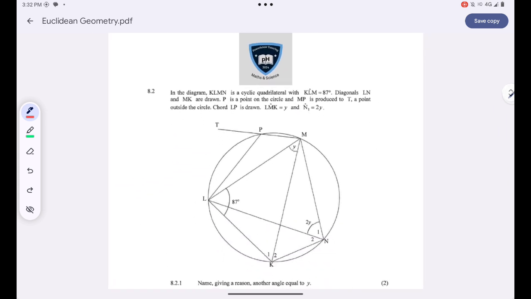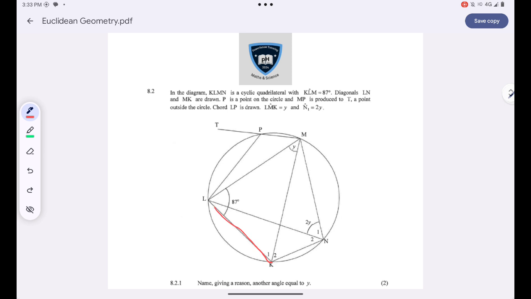Okay, now let's go to 8.2. In the diagram, KLMN is a cyclic quadrilateral. Once they tell you, guys, you're dealing with a cyclic quad, please note that you must think of opposite angles which are supplementary. You must think of angles in the same segment. Think of exterior angle which is equal to the interior opposite. They told us KLMN.